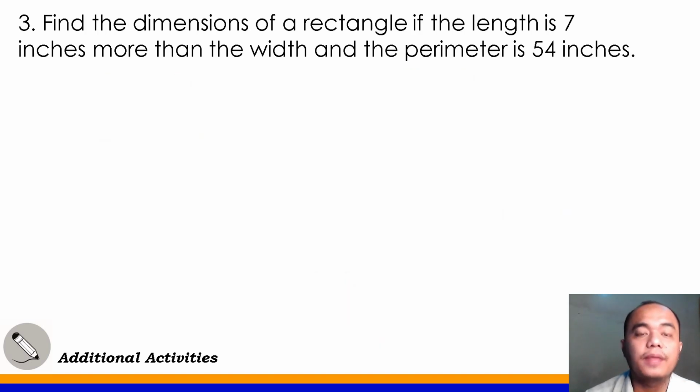Next, number 3. Find the dimensions of a rectangle if the length is 7 inches more than the width and the perimeter of 54 inches.